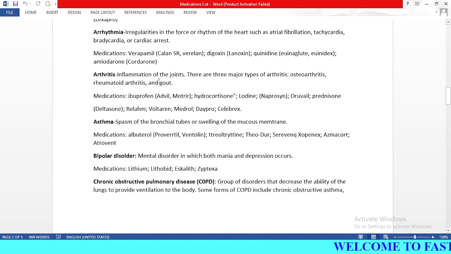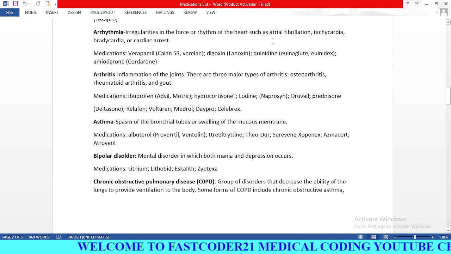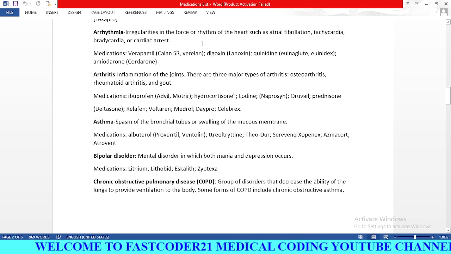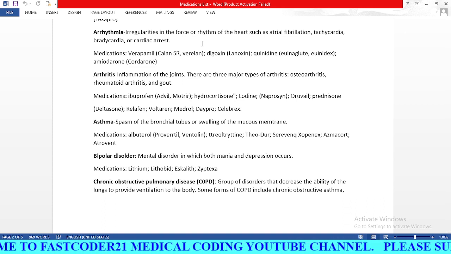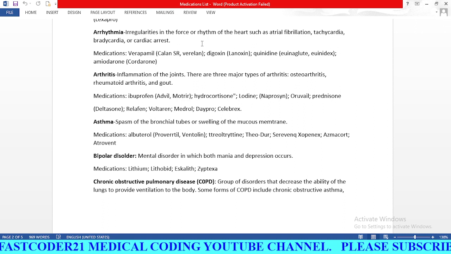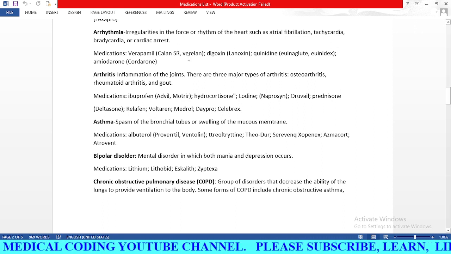And one more important one is arrhythmia. What is arrhythmia? It is irregularities in the force or rhythm of the heart, such as atrial fibrillation, tachycardia, bradycardia, or cardiac arrest. All these conditions are called arrhythmias. The prefix A means opposite, and rhythmia means regular rhythm, so it is opposite to regular. It becomes an irregular heartbeat.